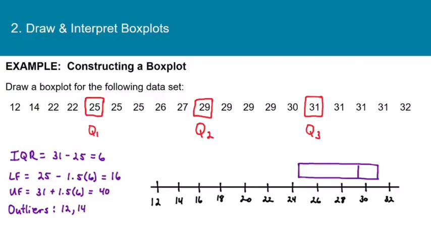And now we need to draw the whiskers. So the upper whisker, I guess, is the easiest one to do. The upper whisker is just going to go from Q3 to the maximum value, which is 32. So there's our upper whisker.